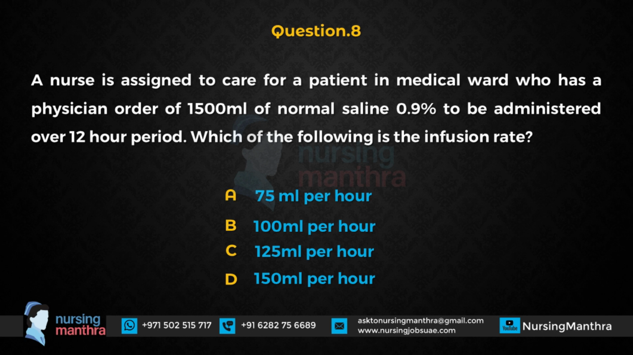Question number 8. A nurse is assigned to care for a patient in medical ward who has a physician order of 1500 milliliters of normal saline 0.9% to be administered over 12-hour period. Which of the following is the infusion rate? A. 75 milliliters per hour. B. 100 milliliters per hour. C. 125 milliliters per hour. D. 150 milliliters per hour.